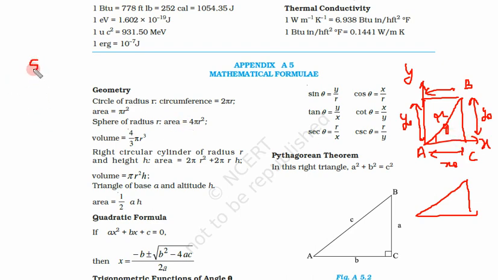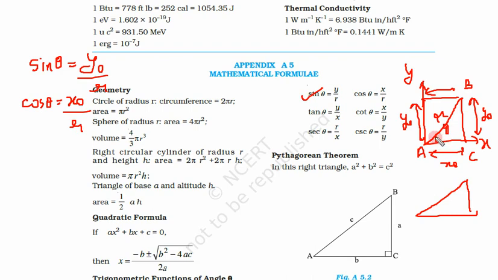So sin theta, what is sin theta? Sin theta is just this perpendicular upon hypotenuse. So perpendicular is y0, hypotenuse is r. They have used y instead of y0, so y upon r. Cos theta, cos theta is base x0 upon hypotenuse, so x0 upon r.